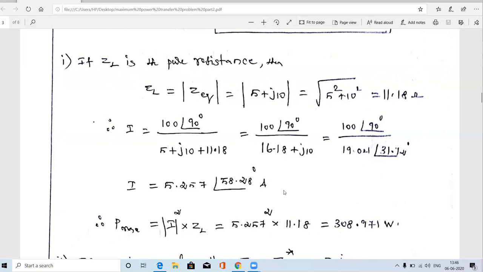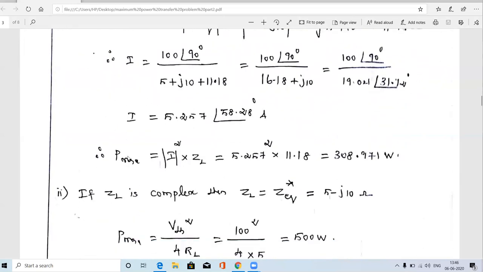So this is the current flowing through the circuit. Our question is the power. The power is equal to this current squared times ZL. If you multiply this, we will get the answer 308.971 watts. This is the power transferred to the load when the load is a pure resistance.